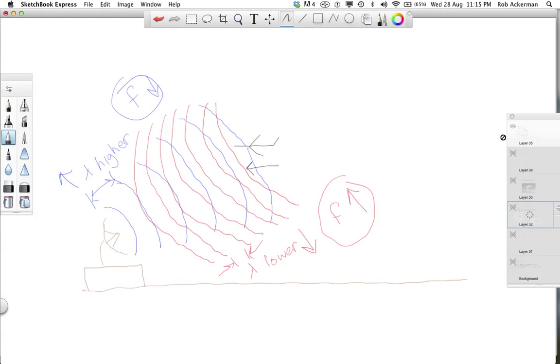And if they seem to have a lower wavelength, higher frequency than what we had expected, then we can tell they're moving toward us. And the reverse is true if they're moving away from us.